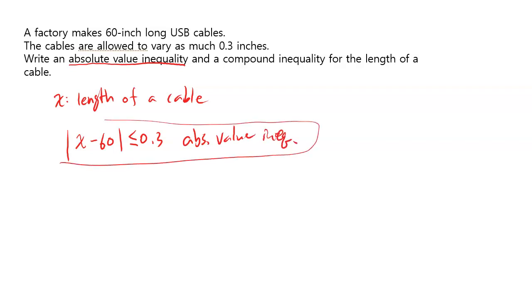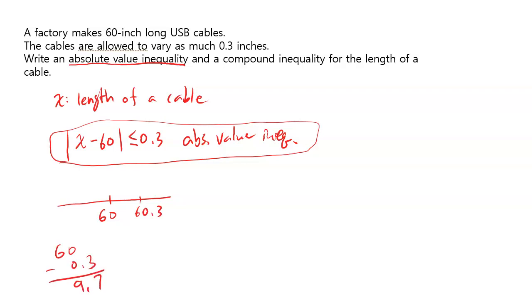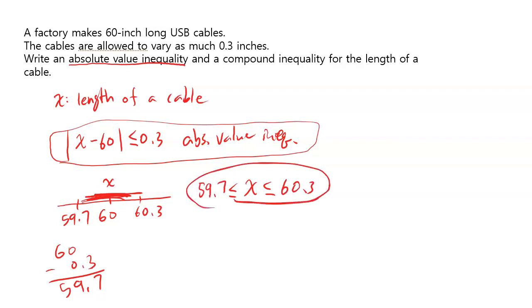And the compound inequality would be, if you draw the graph, you're here at 60, and then there's a dog leash that's 0.3 long, so 60 plus 0.3 is 60.3. And what's 60 minus 0.3? That's 59.7. So the length of the cable is somewhere between here. The compound inequality would be x less than or equal to 60.3 and at least 59.7. So these two are the answers.